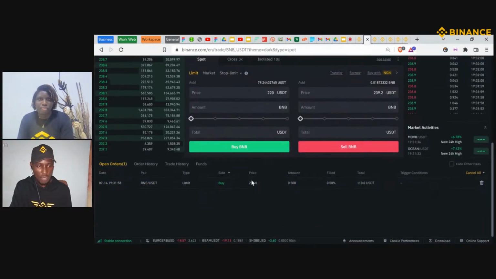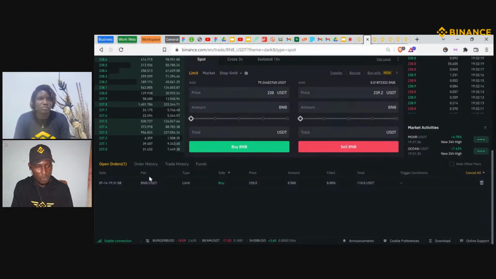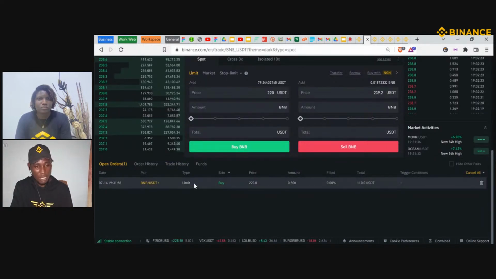When you scroll down, there is the order history tab here. This is where you can see information about your order, your open orders, the past orders that you've probably done before, your trade history. You can get them there. So this is my open order, the one we just placed right now. It tells us that the pair we are buying is BNB/USDT. The type of order is limit order. We're buying, we're not selling.